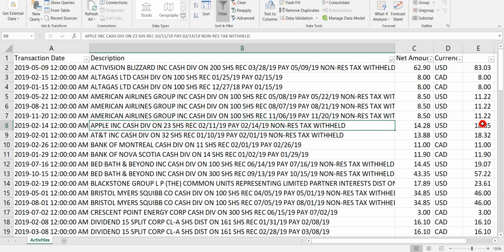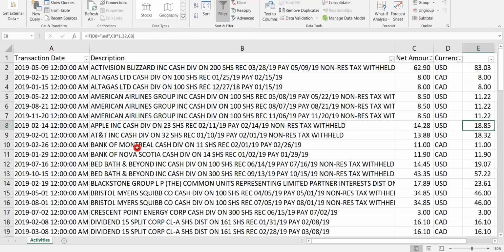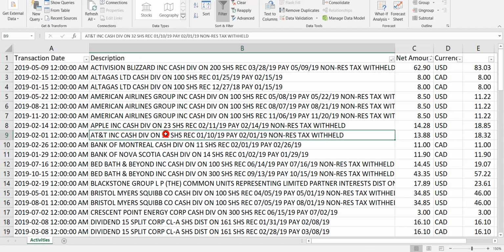While I had Apple, I collected dividends from it. I only had 23 shares. I got $18 of dividends one time. AT&T was a swing trade initially. Yeah, it was always a swing trade. I only had 32 shares and I got $18 out of it once.